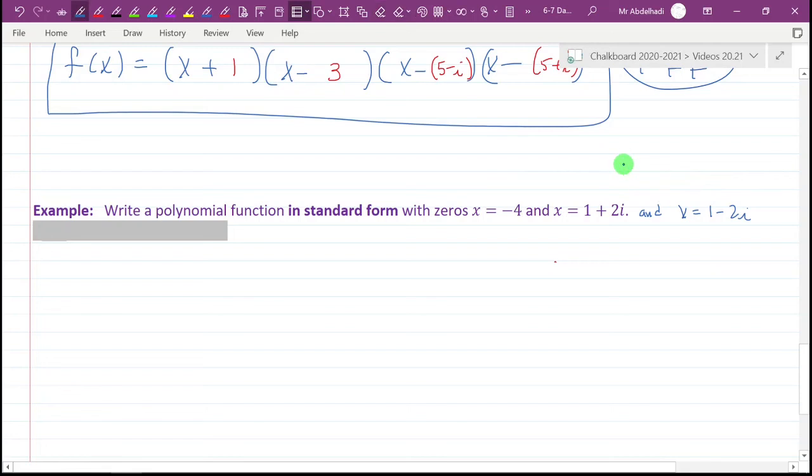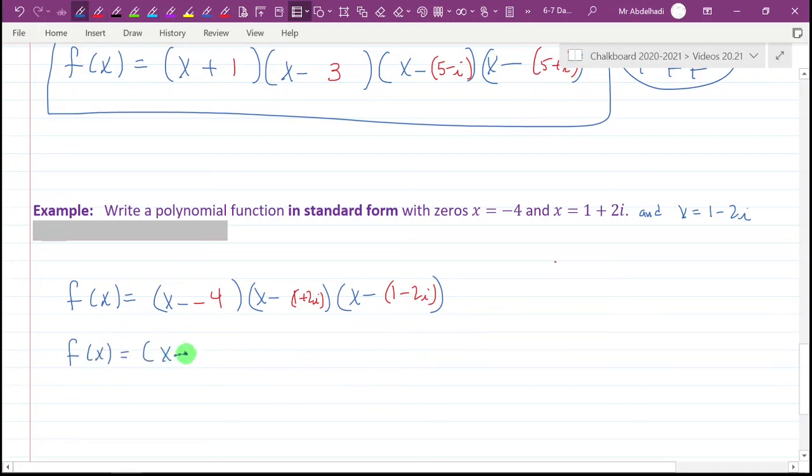All right. So we're going to have three terms. 1, 2, 3. X minus, x minus, x minus. All right. What do we put in here? Negative 4 for that one. 1 plus 2i in parentheses. Excuse me. And 1 minus 2i for that one. So there's the fully factored form version of that. Let's simplify this a bit. This becomes x plus 4.